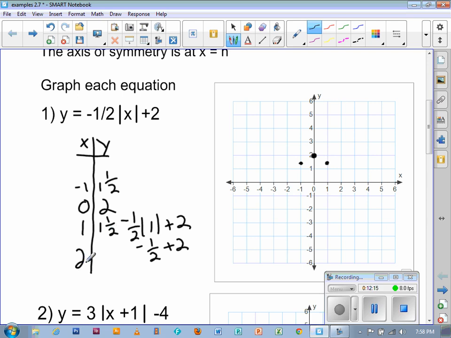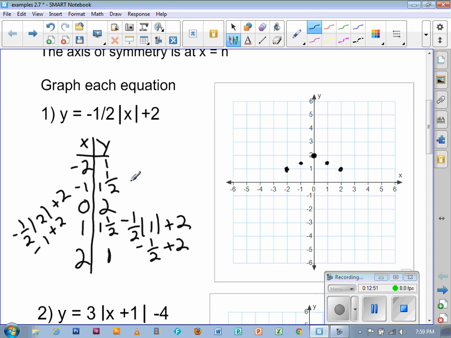If I do another one like 2, substitute it in, show the work over here. We got negative 1/2 times the absolute value of 2, plus 2. The absolute value of 2 is 2, times the negative 1/2 is negative 1, plus 2 is 1. You can see it fits right into my graph, and then of course you can reflect it over this side, and that's going to be another point at (-2, 1).